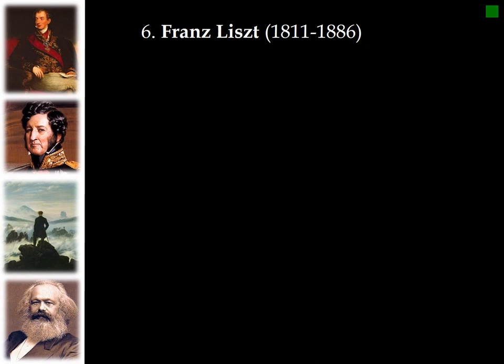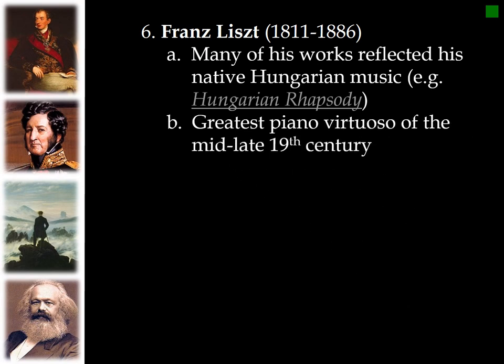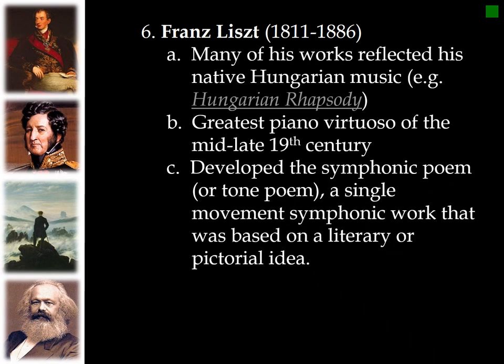Franz Liszt is another famous composer from this period, 1811 to 1886. Many of his works reflected his native Hungarian music. You can click on this link of the Hungarian Rhapsody to hear an example. He's sometimes considered the greatest piano virtuoso of the mid-late 19th century. He developed the symphonic poem, or tone poem, a single-movement symphonic work that was based on a literary or pictorial idea.